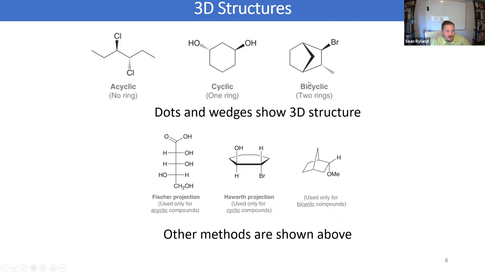And you will see that we'll get into bicyclic structures. A bicyclic structure is exactly what it sounds like. It's a structure that has two cycles in it. A lot of times they're fused together.